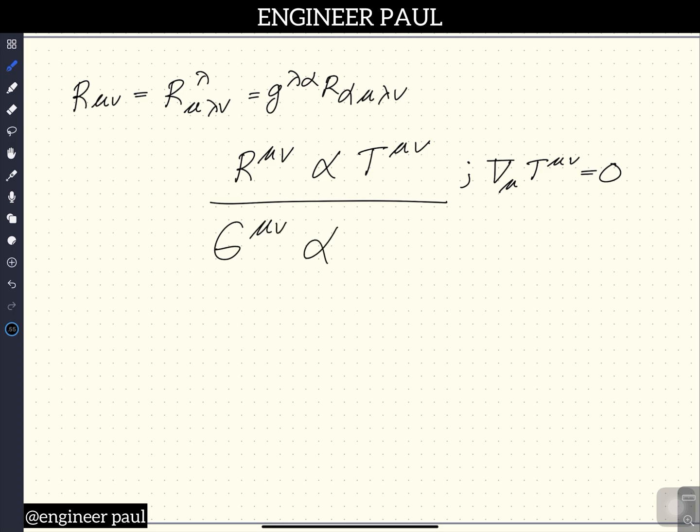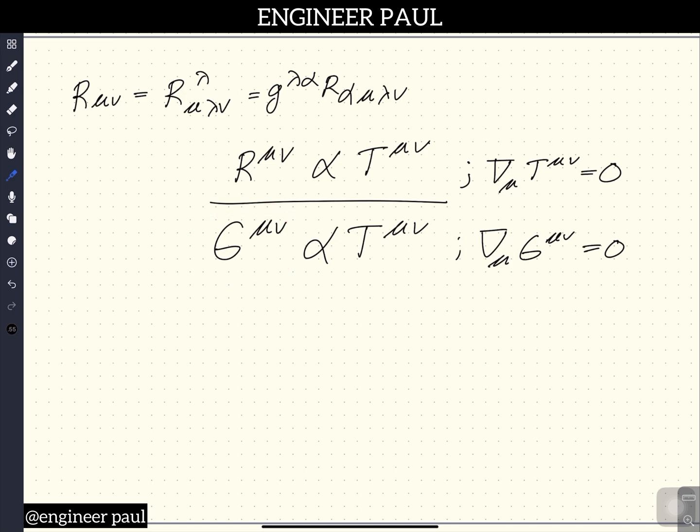G mu nu is proportional to the stress energy tensor. Now, this Einstein's tensor, curvature tensor, should obey the covariant derivative of G mu nu should be equal to 0. So now, let's try to find what this Einstein curvature tensor really is.